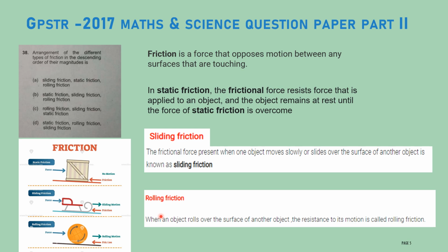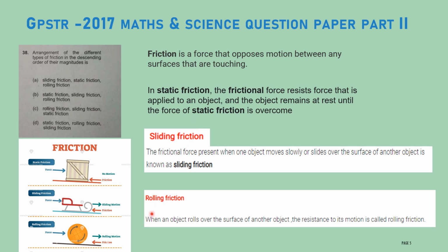Let us discuss, next I will explain. The next one, sliding friction. The frictional force present when one object moves slowly or slides over the surface of another object is known as sliding friction. Once static friction is overcome, the object will start moving slowly. In this case, the applied force will be more compared to the frictional force, and the object will start moving. Therefore, the magnitude of sliding friction will be less compared to static friction.